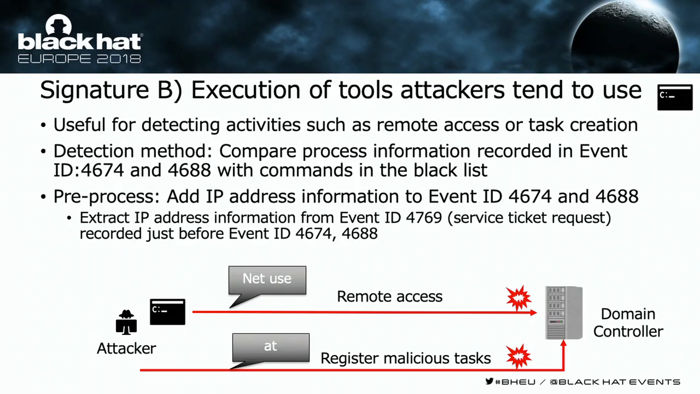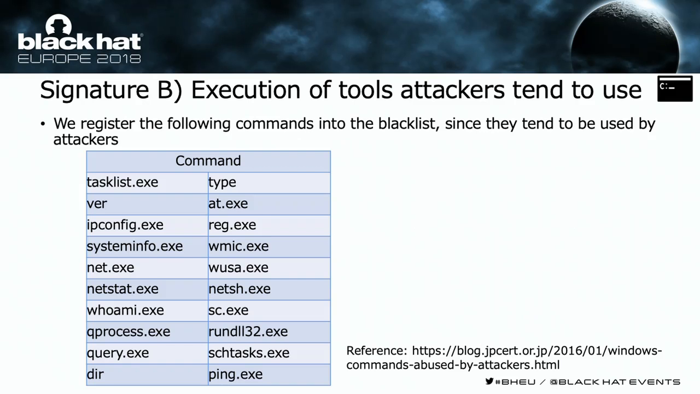And signature B monitors the execution of the CLI tools which attackers tend to use. Attackers sometimes use Windows commands such as net or AT in order to expand infections or steal information. So we register these commands in the blacklist because these commands tend to be used by attackers. But these are built-in Windows commands, so legitimate administrators also use these commands. In these situations, false positives can occur. So that's why we utilize machine learning.